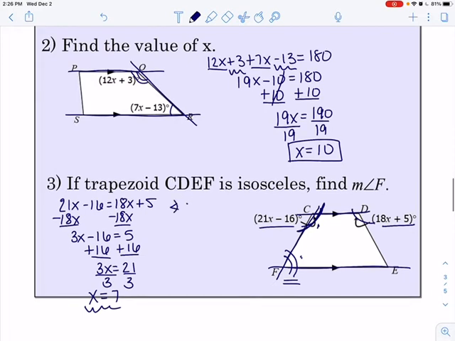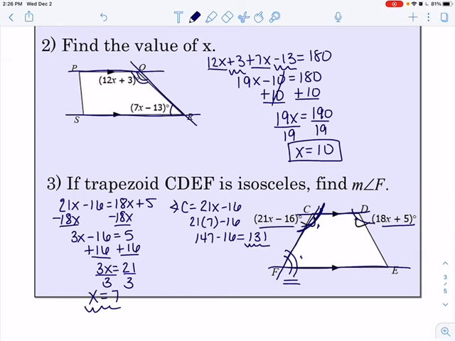So first, let's find angle C. So angle C is 21x minus 16. Again, we just found out x was 7. So we're going to do 21 times 7 minus 16. 21 times 7 is 147. 147 minus 16 should give you an answer of 131. So 131 represents the measure of angle C.